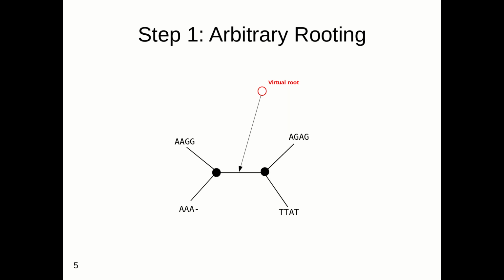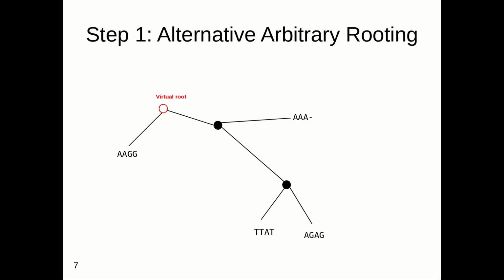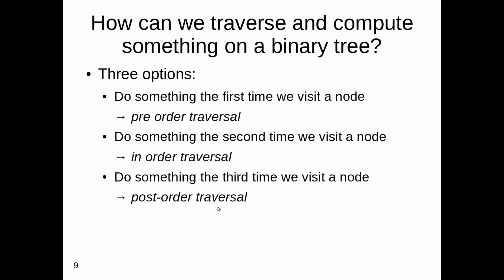First we are doing an arbitrary rooting of our unrooted binary tree topology. So we throw the virtual root in here, and then we pull up this virtual root to obtain a rooted tree. Here's an alternative arbitrary rooting that we could also use for scoring this tree. Okay, so here's the slide I was missing before about the tree traversals, so I'm not going to repeat it here.